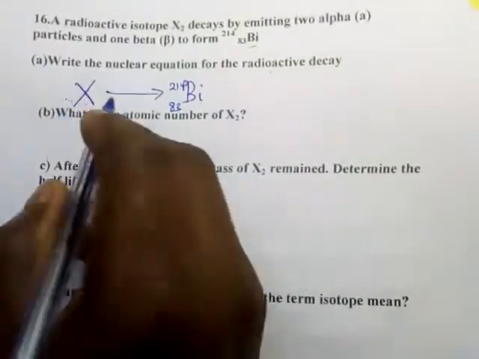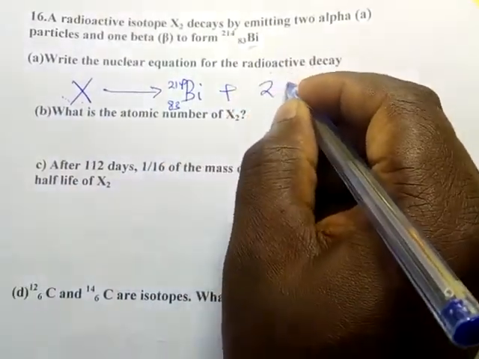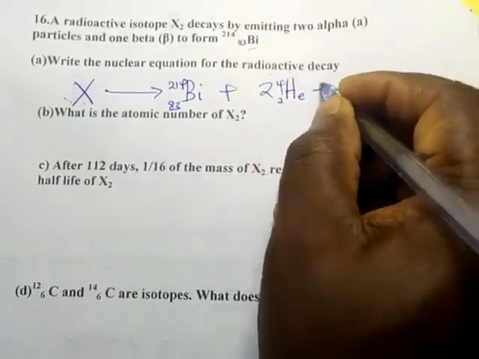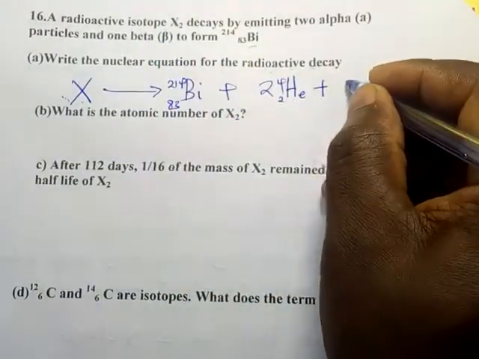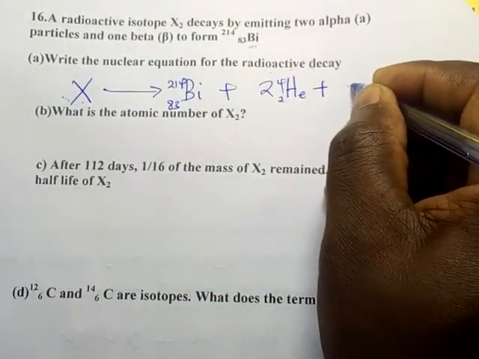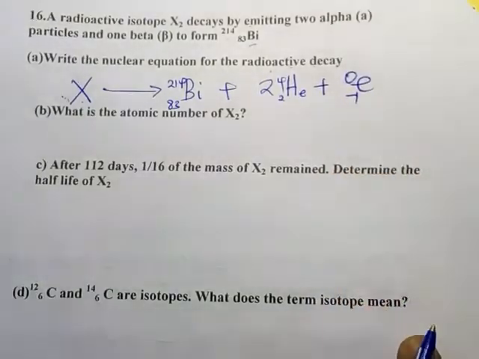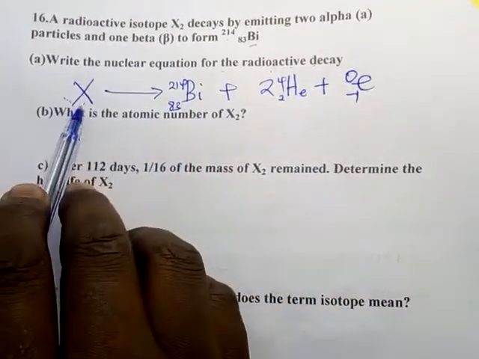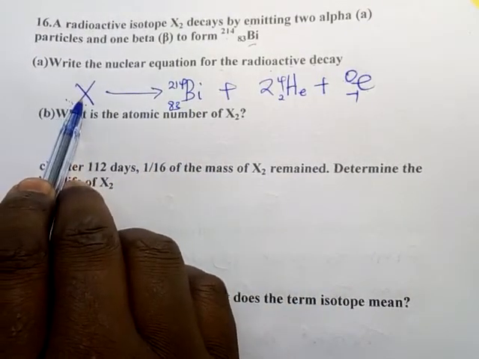So we want to get this, which decays by emitting 2 alpha plus 1 beta. 1 beta is just e negative 1, 0. That's 1 beta. So we have written the equation, but now we need to know what happened. What is the mass number of this, and what is the atomic number of X2?